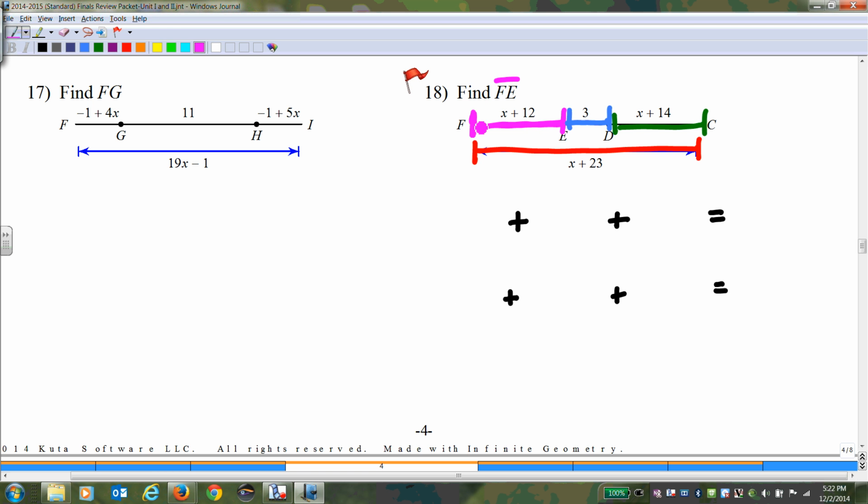So here our thing equation, F to E, the pink segment. If you can color code this, it's good. Plus E to D, that would be the blue segment. Plus D to C, that would be the green segment. Equals the red, which is the whole thing, which is F all the way to C. That's your thing equation. Learn to do a thing first equation.